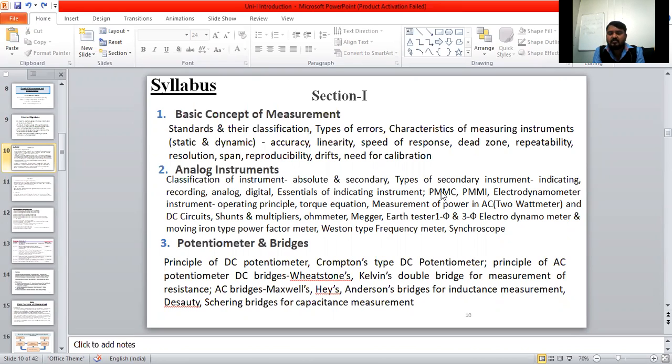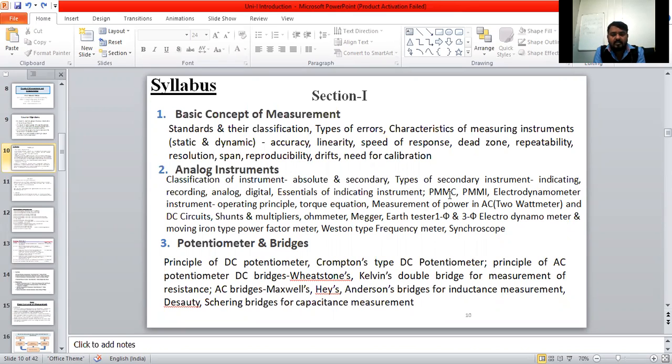This PMMC is used for the measurement of voltage and current, applicable for only DC. PMMI we can use for voltage and current measurement for both AC and DC. The EMMC or electrodynamometer we are going to use for both AC and DC for voltage and current, and we can use this electrodynamometer as a wattmeter also for the measurement of power.